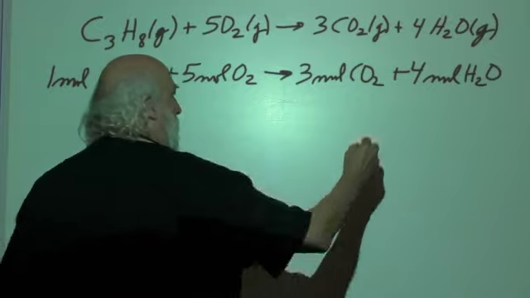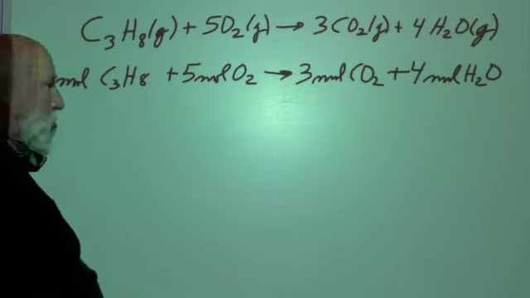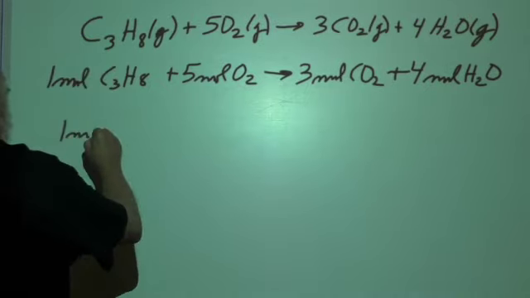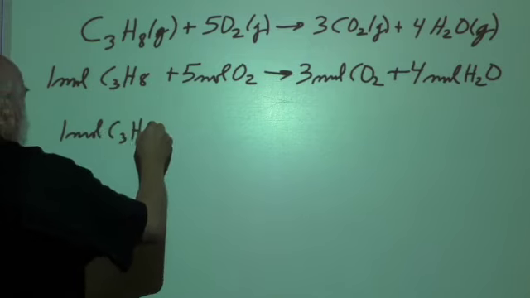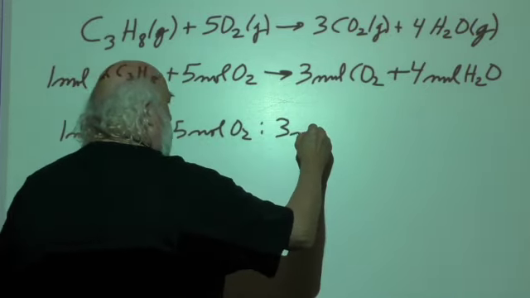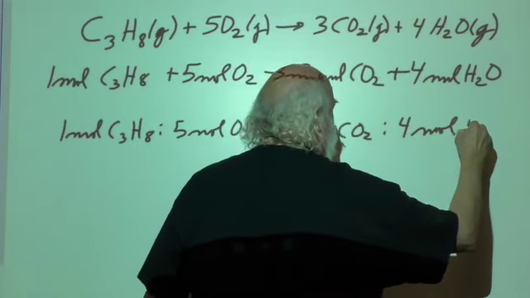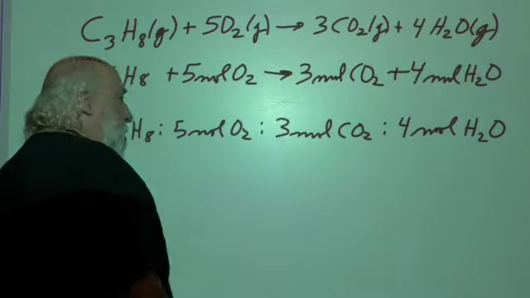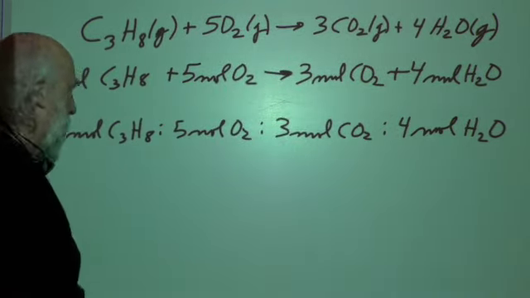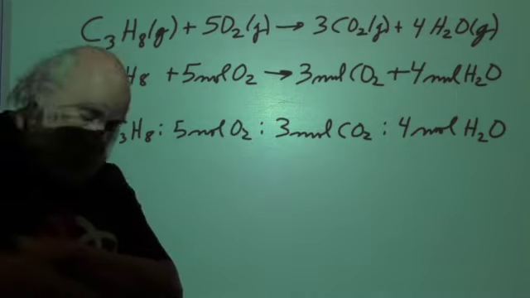Now, I'm going to write that as a ratio like I did in the previous stoichiometry introduction. So 1 mole of propane for every 5 moles of oxygen, for every 3 moles of carbon dioxide, and 4 moles of steam, because we're looking at the gas part of water, not the liquid part of water. Okay? Now, in a ratio, we can multiply everything by the same quantity and still keep the same ratio.